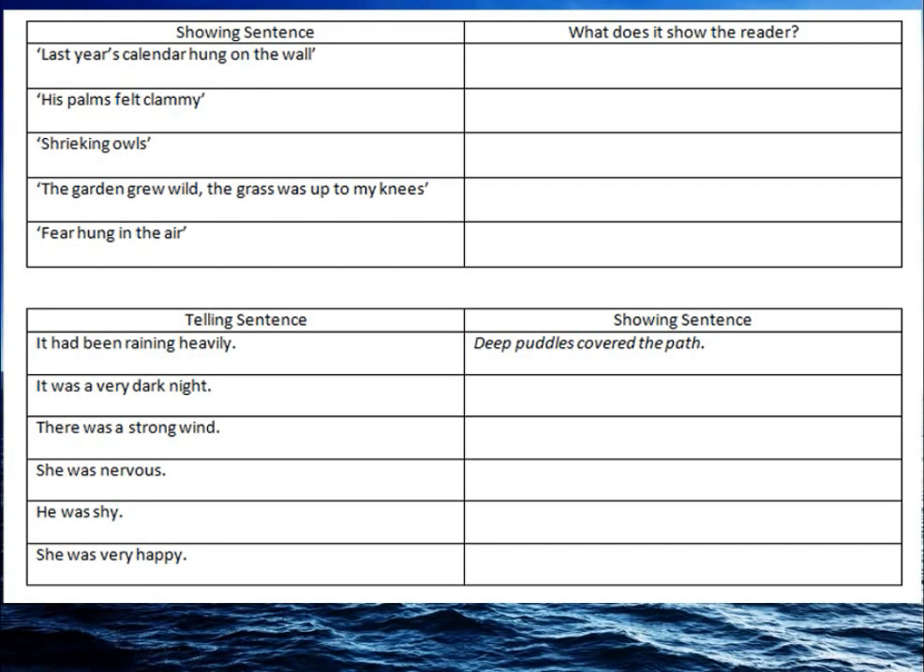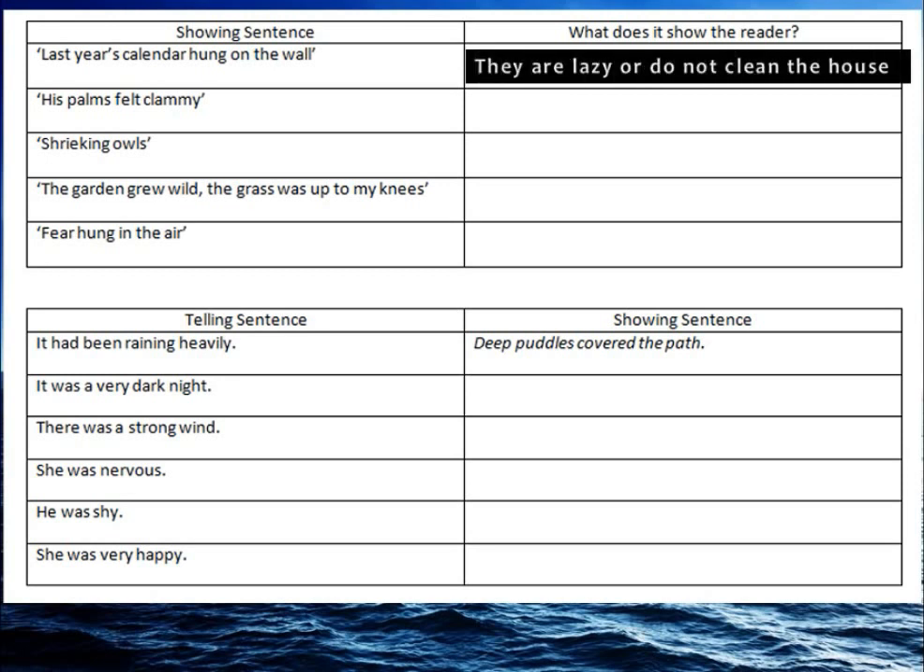So if we do one example, last year's calendar hung on the wall, then I asked my students, well, what does that show the reader? It might show us a few things, and one thing it may be is that the person who lives there is lazy and doesn't clean the house. It may mean that last year, maybe there was a special reason why on a special date they want to be reminded about that part on the calendar. Or another student mentioned maybe that it's like a personalised calendar. Maybe there's a particular photo that person wants to forget and never wants to take down.